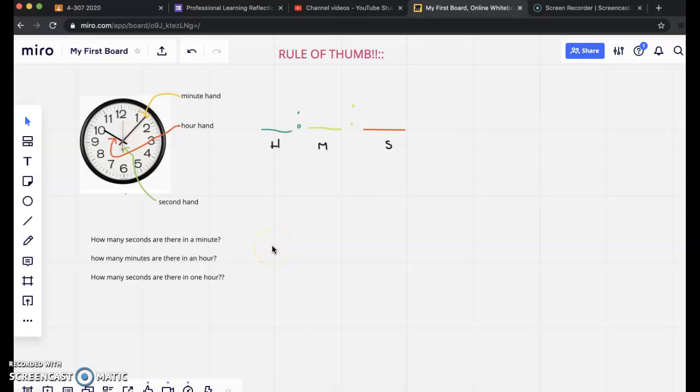Okay, so today we're going to be talking about time, and the conversions in time are basically the same as the conversions that we've been doing. So let's talk about a rule of thumb. That means just a rule that is always true. Ready?